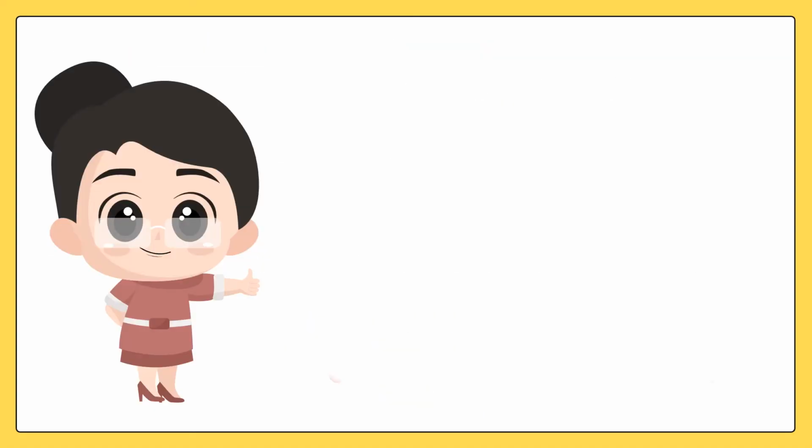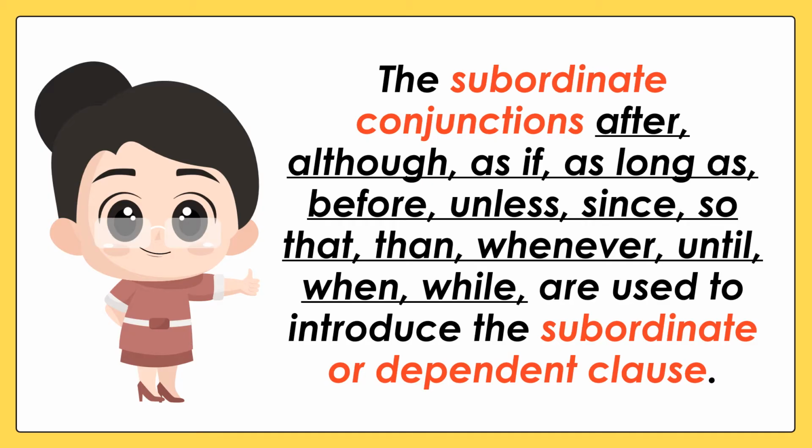Now, let us talk about the subordinate conjunctions. The subordinate conjunctions after, although, as if, as long as, before, unless, since, so that, than, whenever, until, when, and while are used to introduce the subordinate or dependent clause.